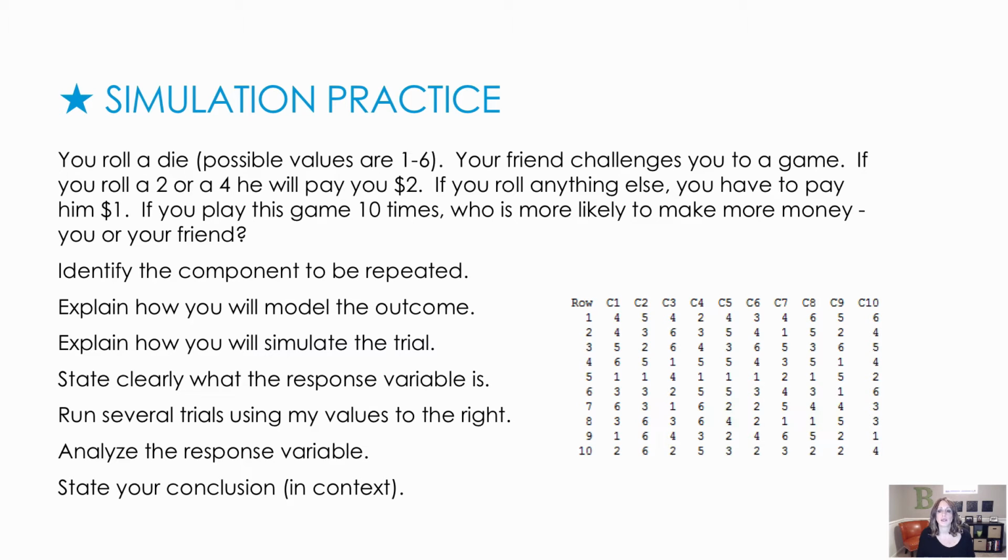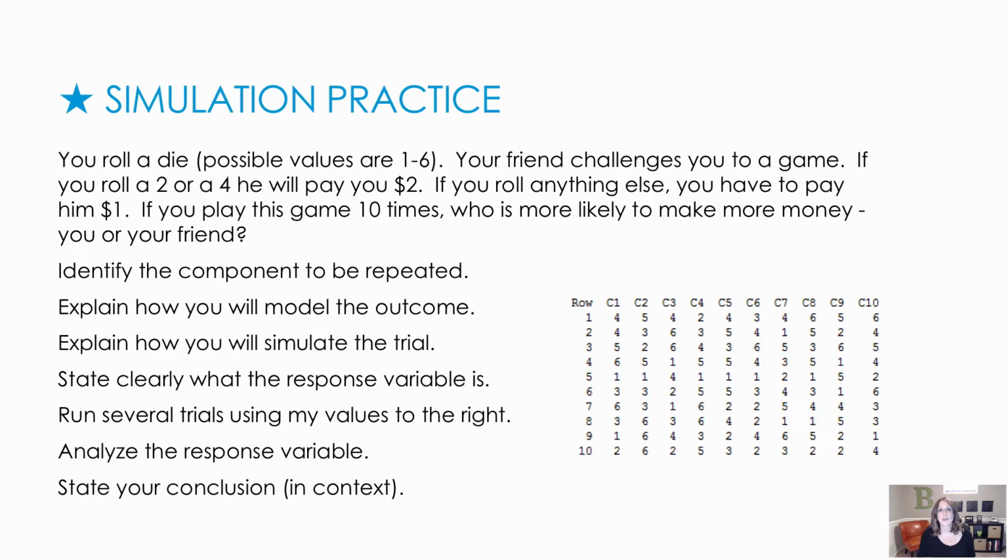So the first one, I've given you this random number table, and these are just 1-digit numbers. We're looking to answer the question that if we played this game 10 times, who is more likely to make money, myself or my friend, knowing that if I roll a 2 or a 4, I get $2, but if I roll anything else, I have to pay my friend $1.